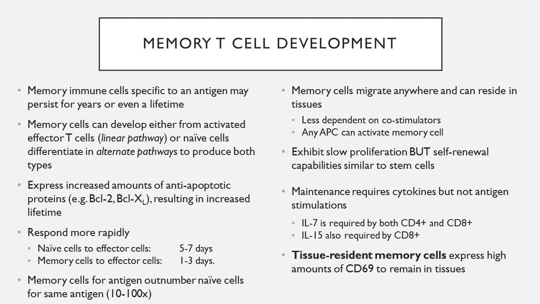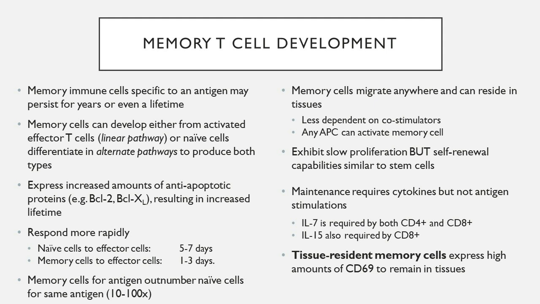Another reason why memory cells can mount such a much more effective response the second or third time it encounters that antigen is that the memory cells for a particular antigen outnumber the amount of naive cells that there used to be for that antigen when they're still naive. So it's anywhere on the low end from 10 to 100-fold the amount of cells waiting for that particular antigen.